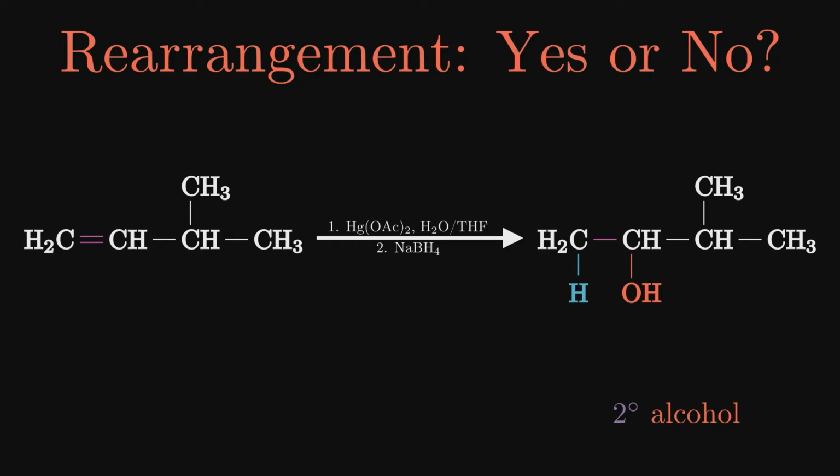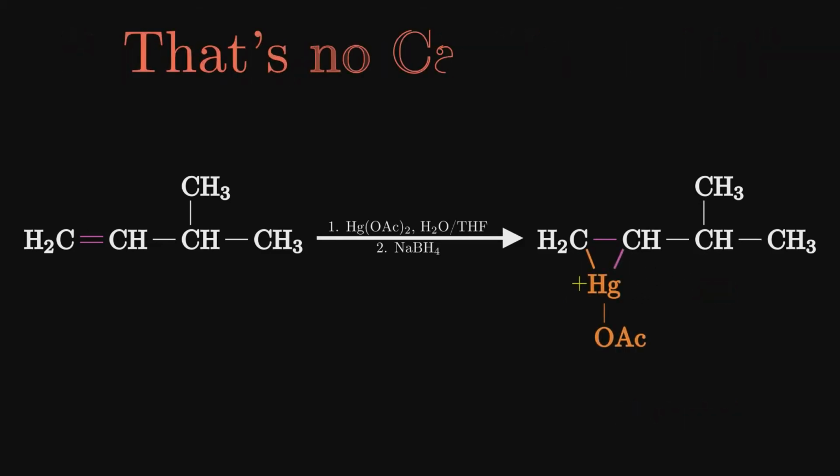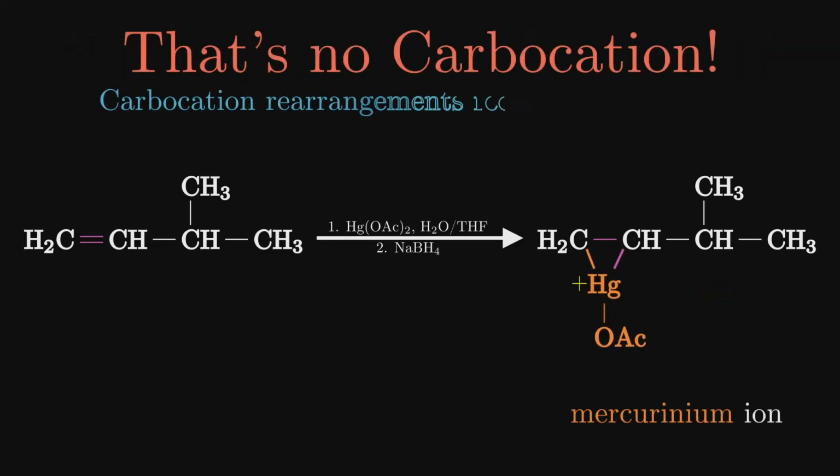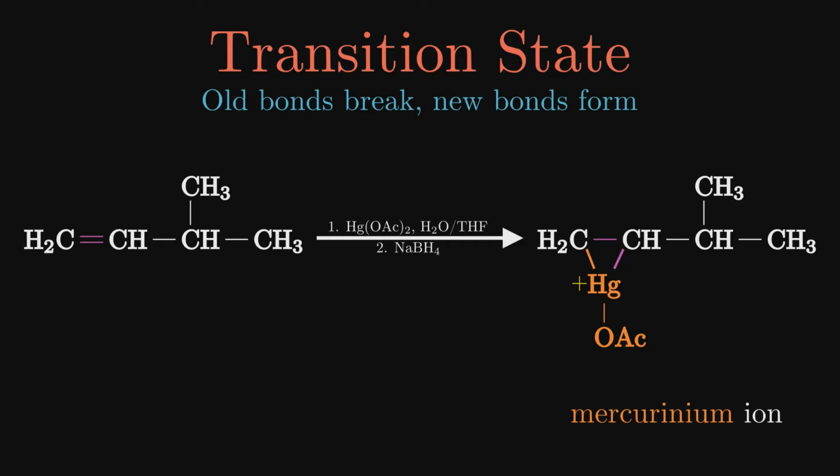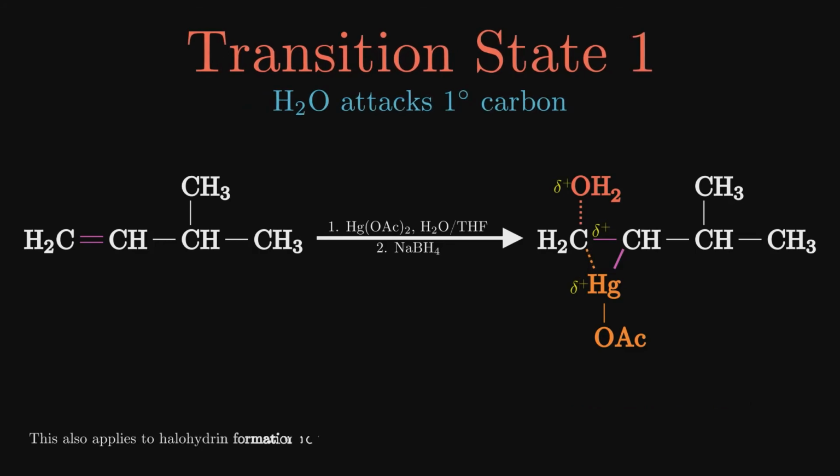We form a secondary alcohol, but if a hydride shift occurs, we get a tertiary alcohol. The reason no rearrangement occurs is because we form a mercurinium ion, not a carbocation, and we cannot rearrange mercurinium ions. The reason behind the regioselectivity, though, has to do with the transition state. When the water attacks the mercurinium, it can do so in one of two places, meaning there are two possible transition states. If it approaches the less substituted primary carbon, a bond begins to form with the water and one is breaking with the mercury.